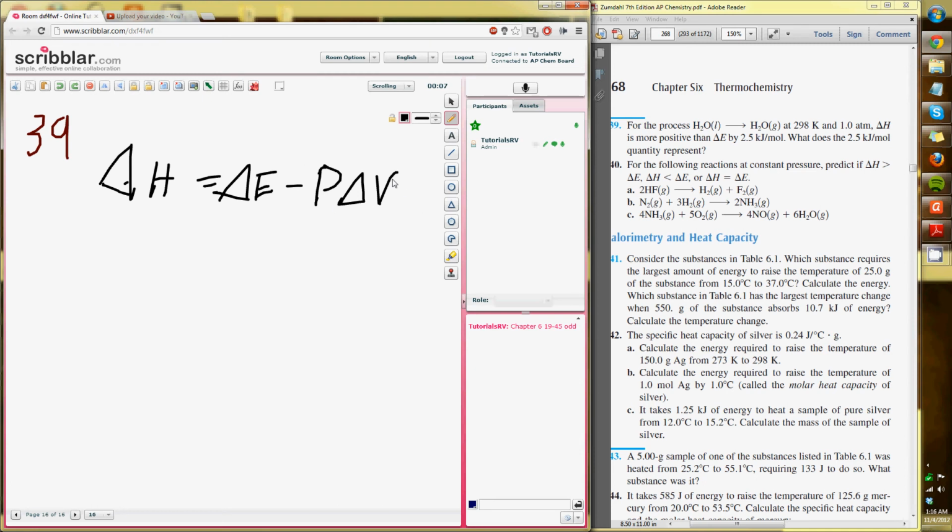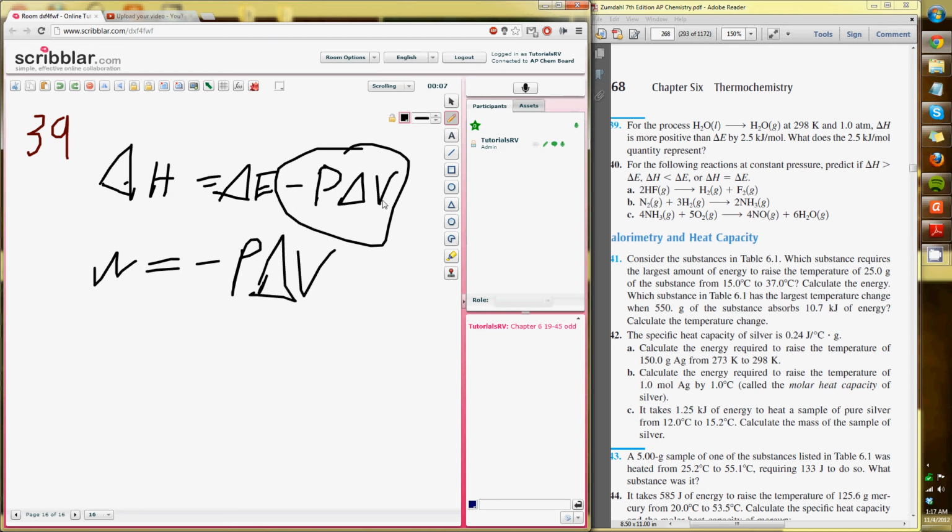Yeah, and the only reason why delta H would be more positive than delta E by 2.5 kilojoules per mole is if this is actually existent, meaning that there is like a change in volume, and this is of course work. If you didn't know, work equals negative P delta V. So the 2.5 kilojoules per mole, that is essentially work.